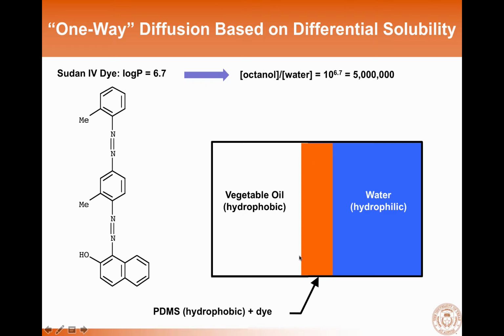It's red in color, and in the next slide I'm going to show you a case where I've taken this dye and I've dissolved it into a polydimethyl siloxane. That is a hydrophobic polymer, and then on one side of it I'm going to contact it with vegetable oil, and on the other side water in a diffusion cell.